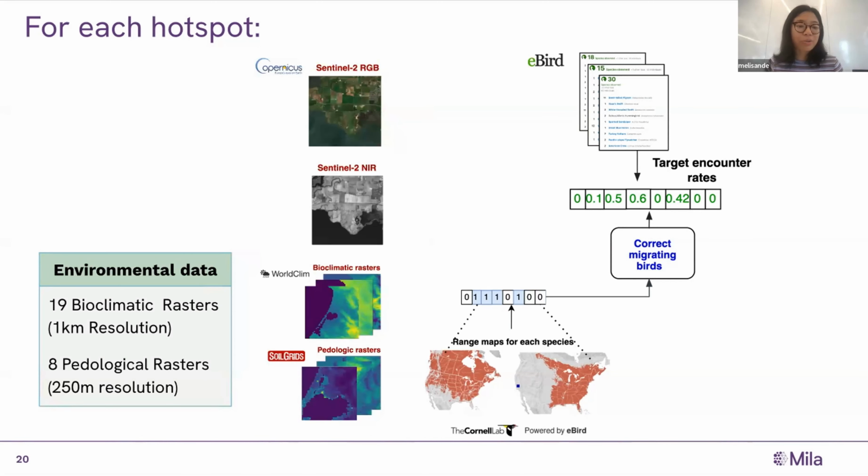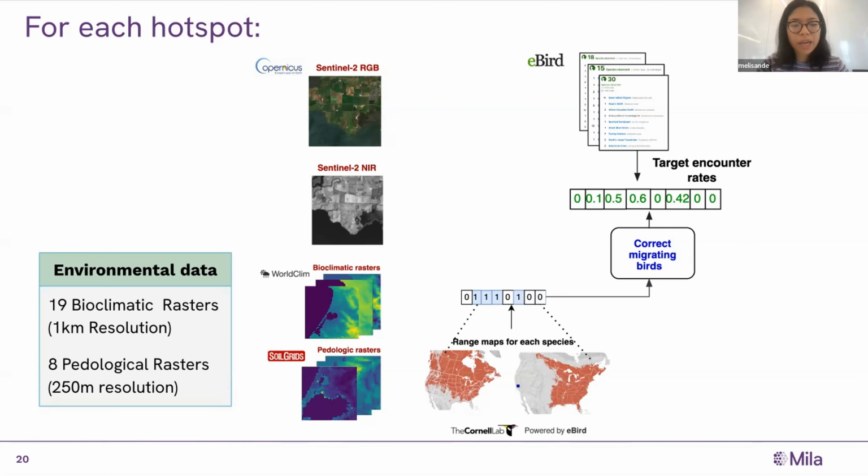And additionally, we also use environmental data that is traditionally used in species distribution models. So those are bioclimatic data that correspond to things like temperature and precipitation, which is available at 1 kilometer resolution in WorldClim. And we also used pedological data, which corresponds to soil data. It has information about pH in the soil, carbon content, and so on. And this is available at 250-meter resolution, so much coarser than the satellite images.